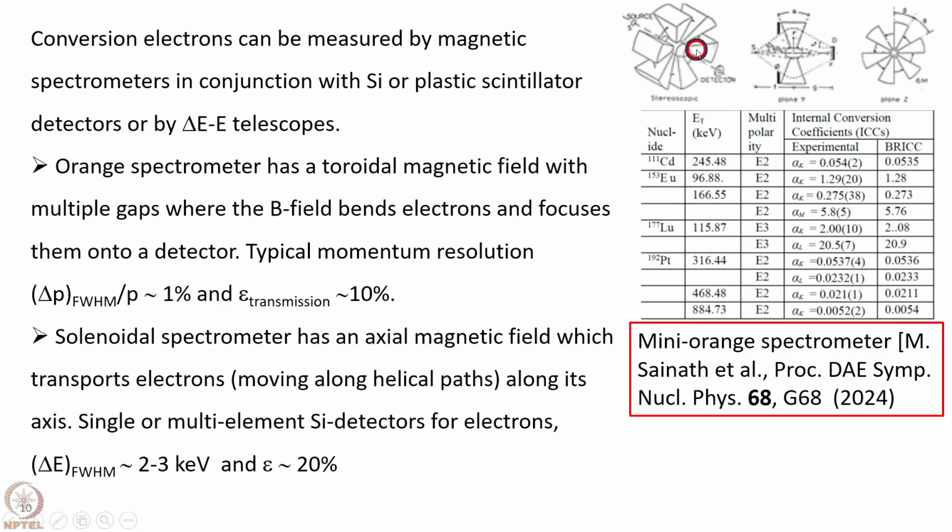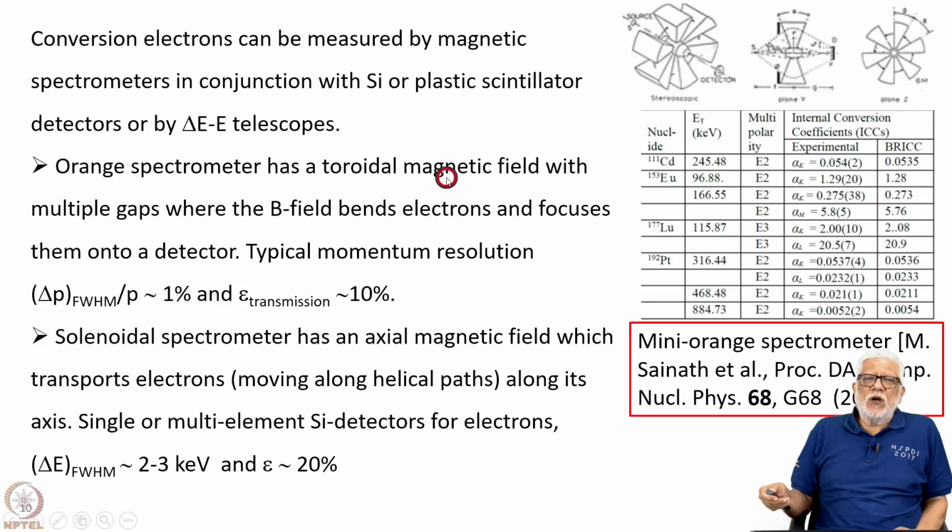You can get very strong magnets, and therefore they can bend these electrons up to about an MeV energy or so onto a detector. And so this is the side view, this is the sort of view at an angle, and this is the top view of the mini orange spectrometer.